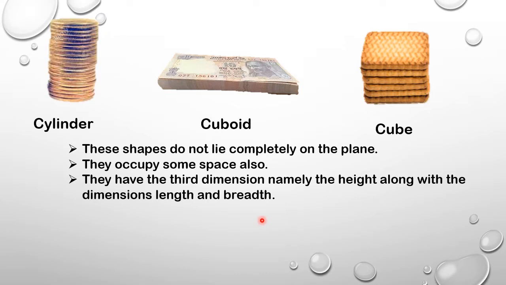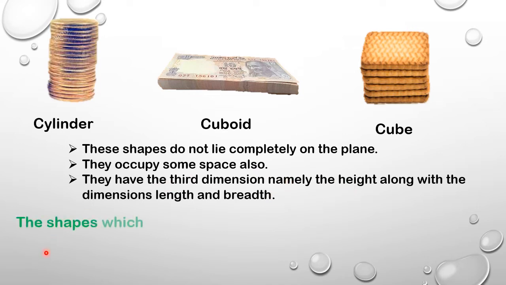For 2D shapes, we had length and breadth, isn't it? Already we had length and breadth, but now we got the new dimension, the third dimension, namely height. So now we got three dimensions, isn't it? Length, breadth and height.